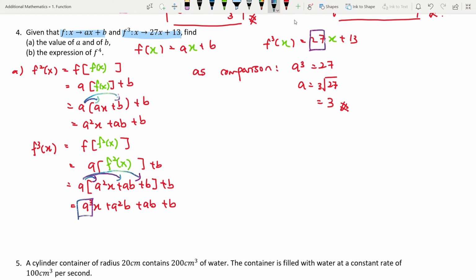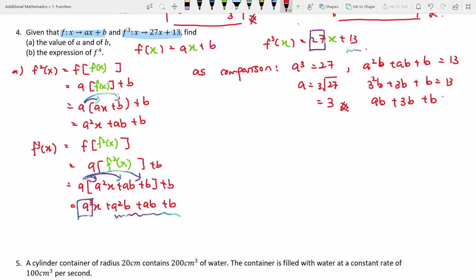Then a²b, ab and b, these are compared with 13 because they do not have any x. a²b plus ab plus b is equal to 13. Since a is 3, 3²b plus 3b plus b is 13. 9b plus 3b plus b equal to 13. 13b is 13, so b will be 13 divided by 13. b equal to 1. So our function f(x) is equal to 3x plus 1.